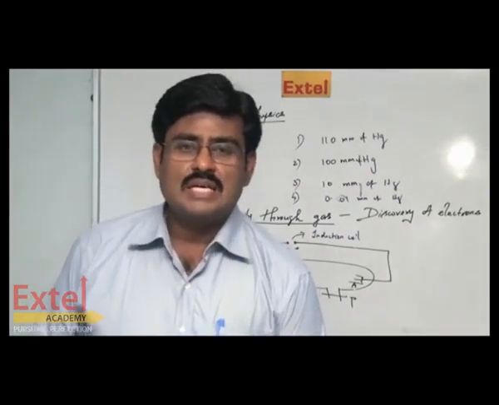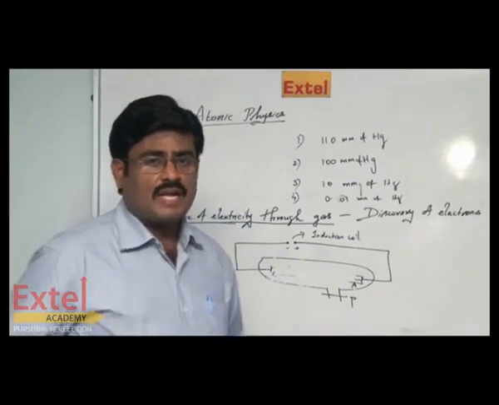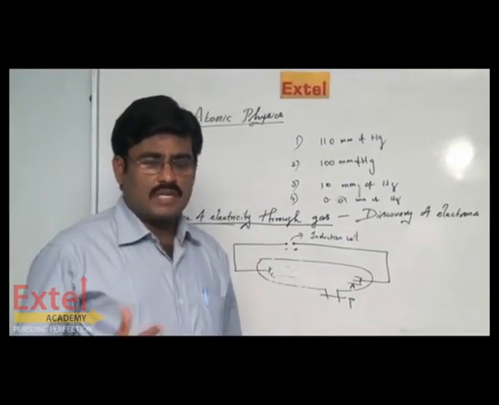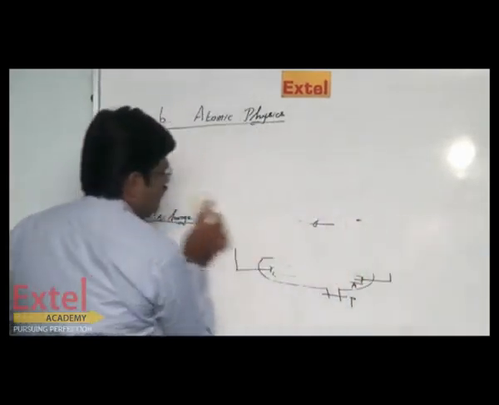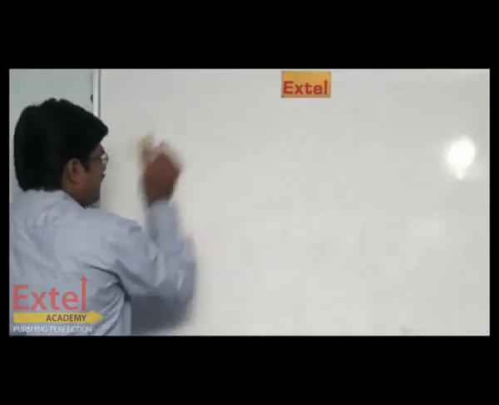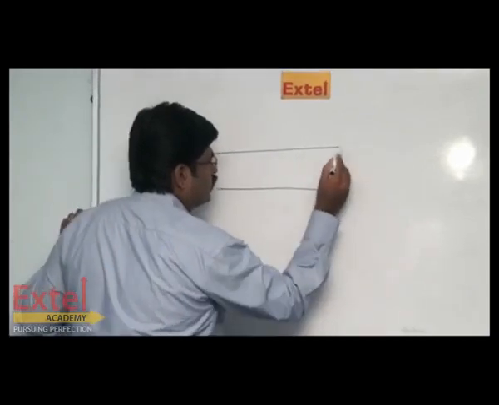Next we will move on to another experiment, done by Goldstein, a German scientist, who discovered canal rays. The canal rays are otherwise called positive rays. So he designed a tube, he particularly designed a tube.